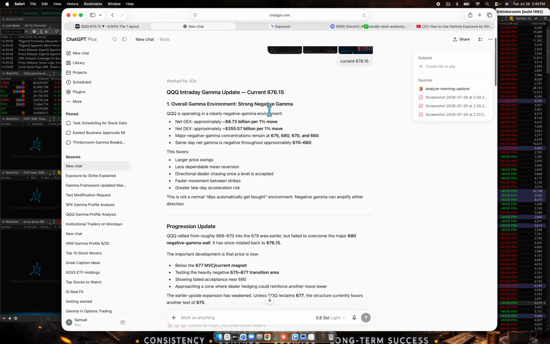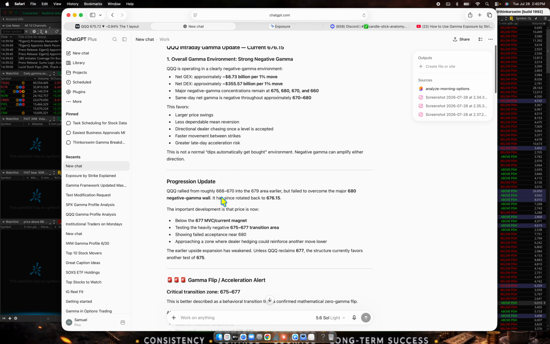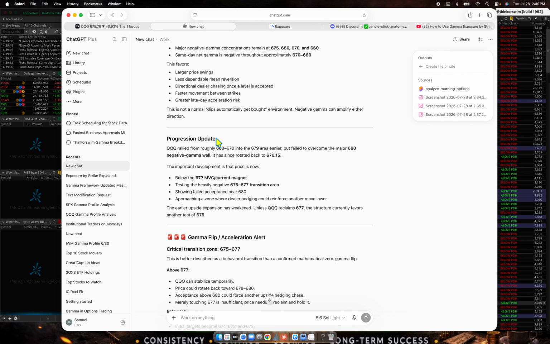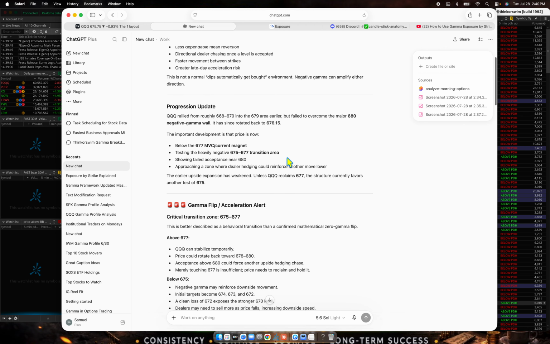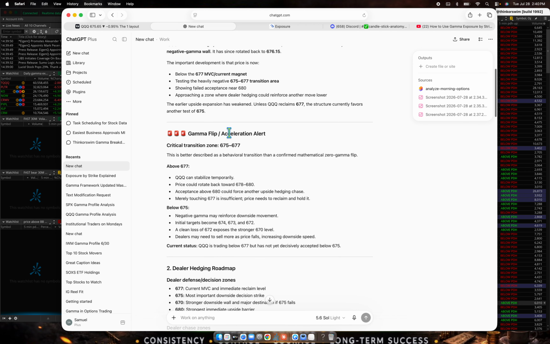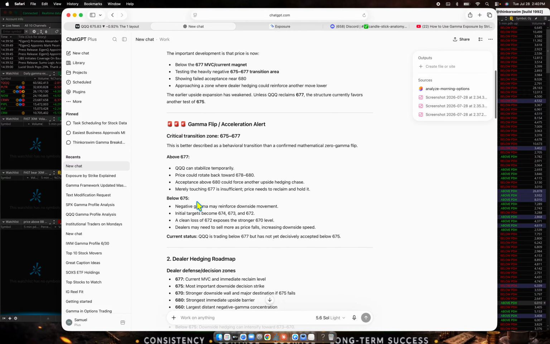QQQ is operating in a clear negative gamma environment. It will give you the net GEX, the net DEX. What does it favor, right? Progression update, right? QQQ rallied roughly from 668, 670 into the 679 area earlier, but failed to overcome the major 680 negative gamma wall. It has since rotated back to 676.15. It will give you the gamma flip / acceleration alert, right, to let you know when it is in a transition zone. It will give you if price is above, if price is below, what exactly you want to be looking at.